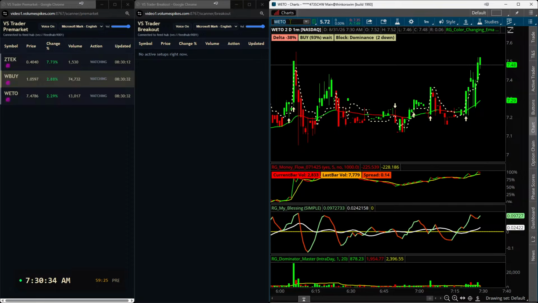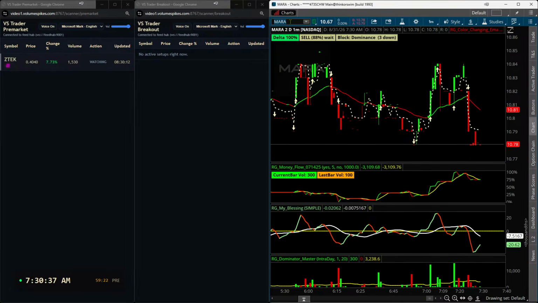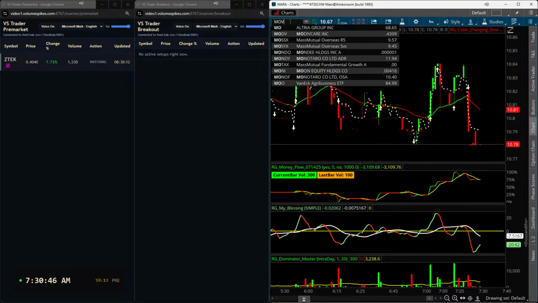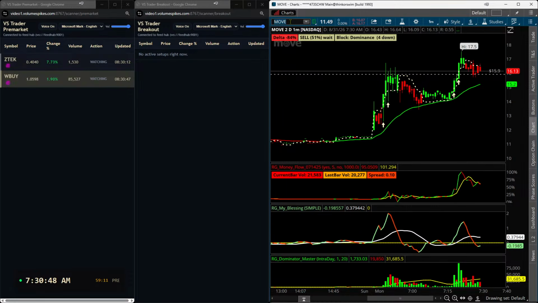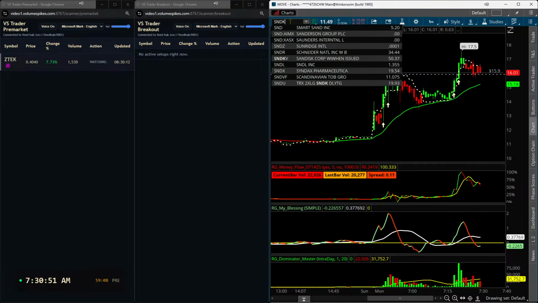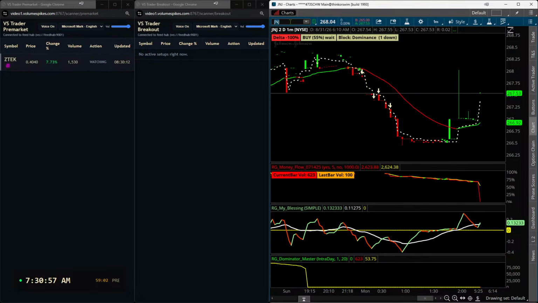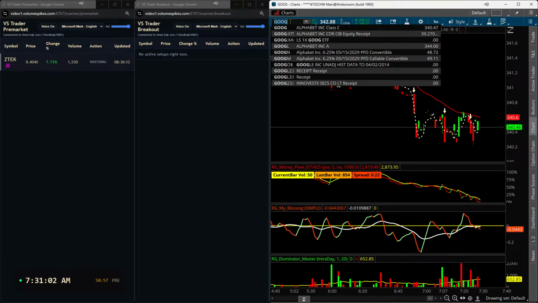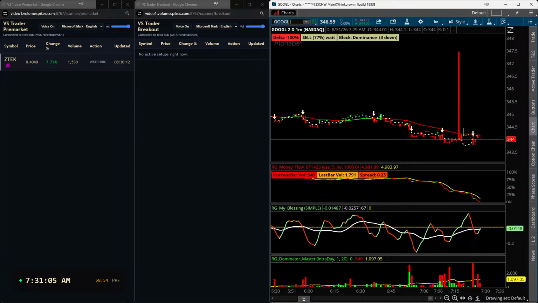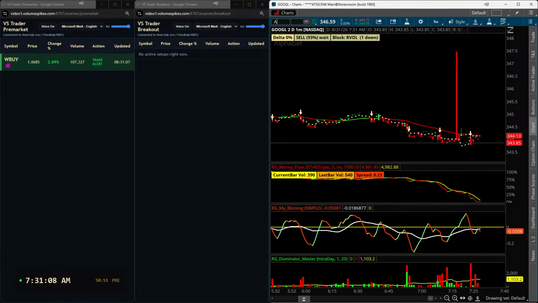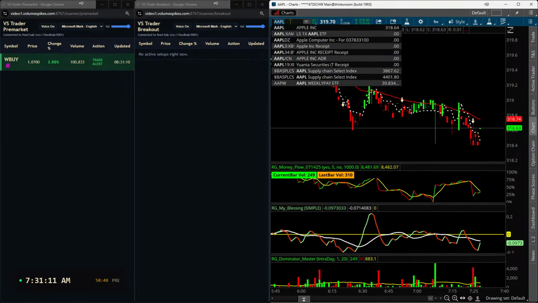Let's take a look at MARA. MARA down there at the bottom doing absolutely nothing. MOVE. SNDK, that's an expensive one. Selling off. J&J, Johnson & Johnson. Nothing there. GOOG. And GOOGL. And Apple. Just running through some large caps while we wait.